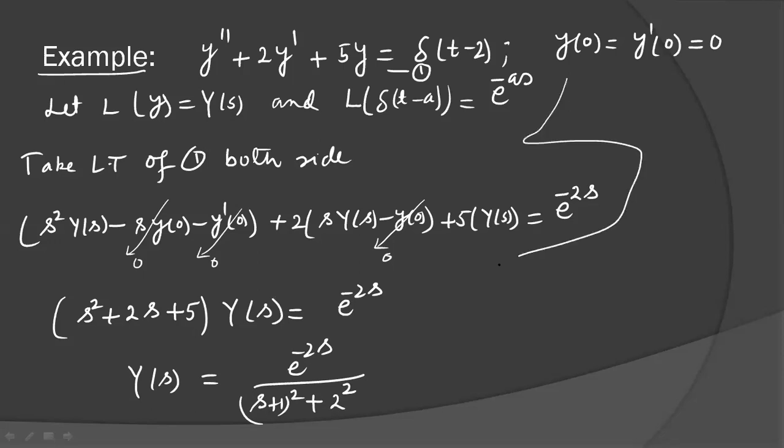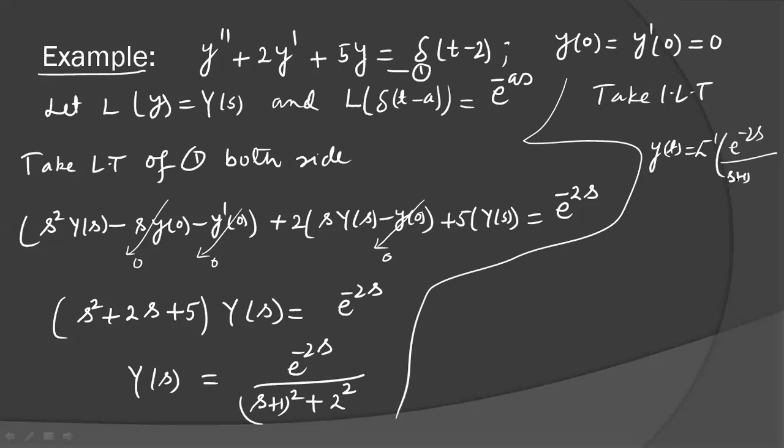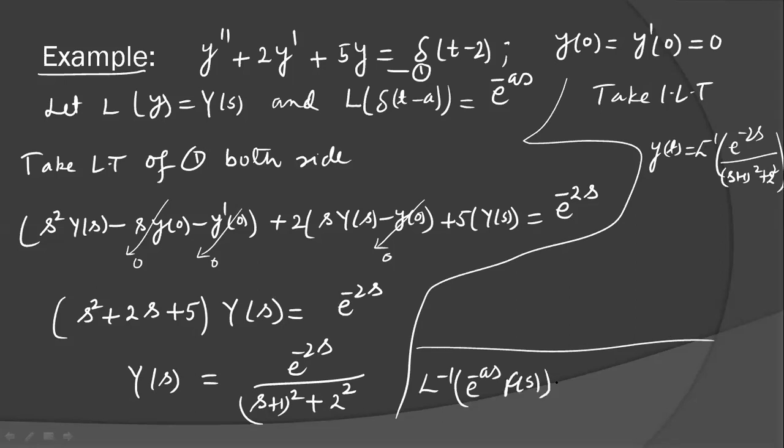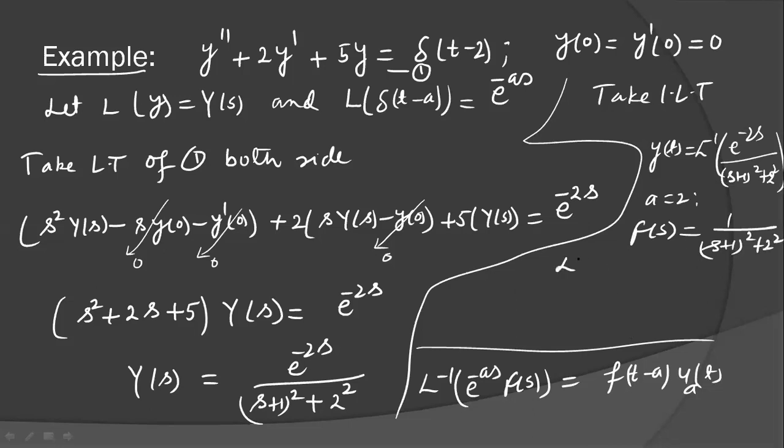Now take the inverse Laplace transformation. So y(t) is equal to Laplace inverse of e to the power minus 2s over (s plus 1) whole square plus 2 square. Now use the result. What is the result? Laplace inverse of e to the power minus as F(s) equals f(t minus a) u(t minus a), the second shifting theorem. If you compare this result here, a is 2, and F(s) is 1 over (s plus 1) whole square plus 2 square. So f(t) will be obtained by the Laplace inverse of F(s).